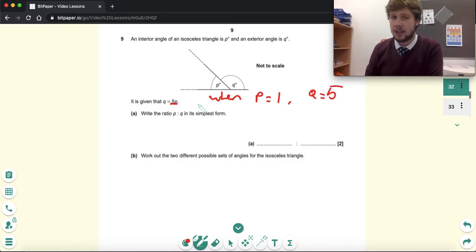I've got a ratio here. When P is equal to 1, which is my first value, my Q is equal to 5. I don't need to simplify it anymore because I chose P was equal to 1.